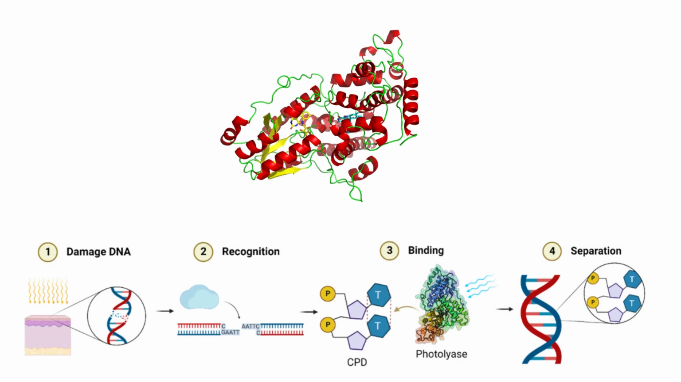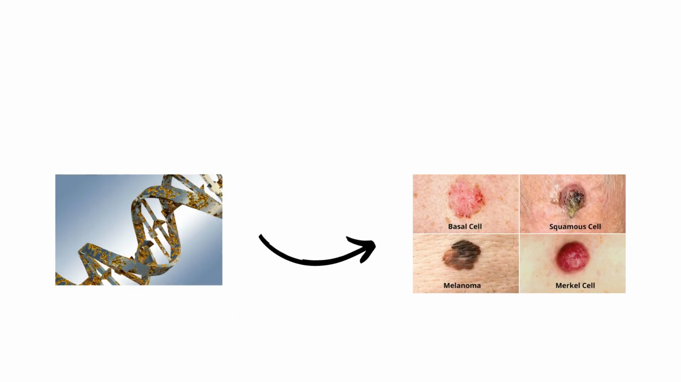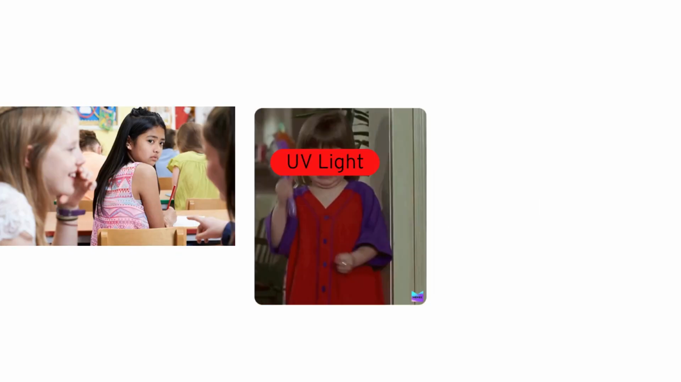However, some photoproducts can be resistant to repair, leading to the accumulation of genetic damage and potentially contributing to the development of skin cancer. UV light is not that kid in your class you can joke about.